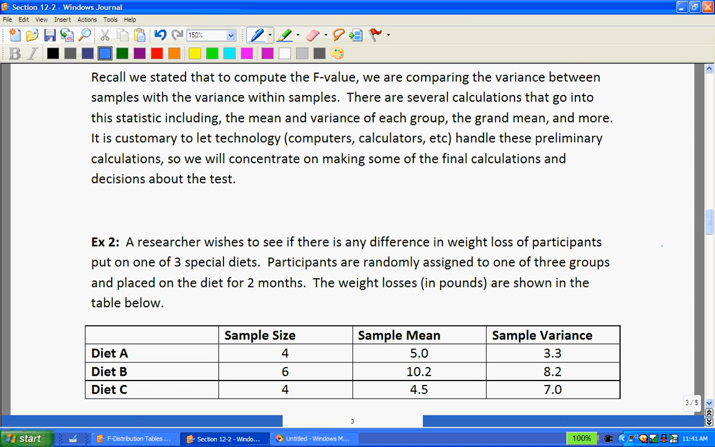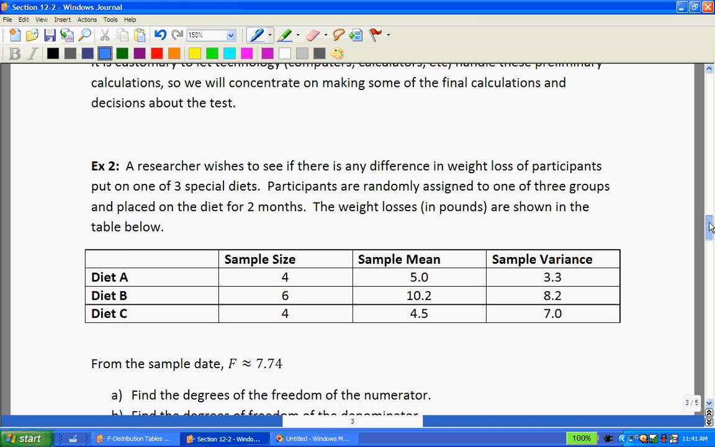With ANOVAs, it's customary to let technology like a computer program such as SAS or Minitab or even Excel, or even our calculators handle those calculations. So in our notes here, we're just going to concentrate on making some of the final calculations and then making the decision about the test. Example 2.